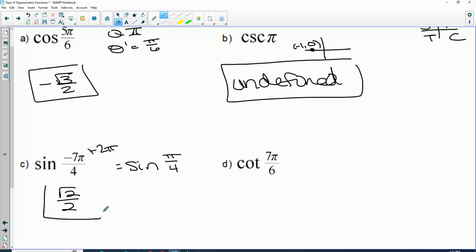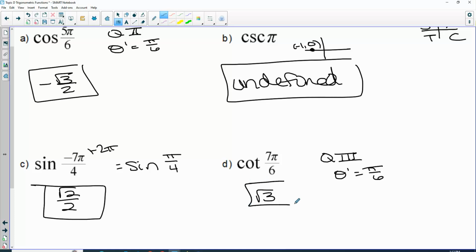Alright, last problem of the day. What quadrant is 7 pi over 6 in? Reference angle, pi over 6. Quadrant 3. Tangent is positive, which means cotangent would also be positive. Okay, pi over 6 is 30 degrees. So tangent is square root of 1 over square root of 3, but cotangent flips it, so radical 3 over radical 1. Do we know why it's positive? Because it's quadrant 3, where tangent is positive.